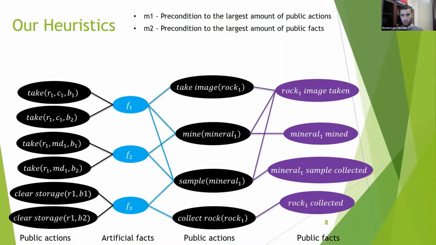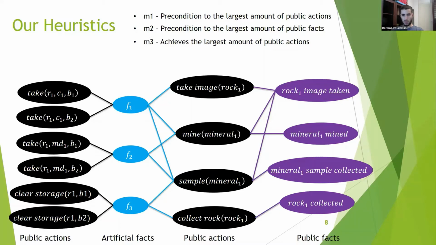The second method, which we denote M2, publishes an effect that enables the achievement of as many public facts as possible. An effect enables the achievement of a public fact F if it is a precondition to an action that achieves F. In our illustration, this is where there is a path from a blue private fact to a purple public fact. You can see that all of the artificial facts enable the achievement of 3 public facts. So M2 would pick any dependency at the beginning.